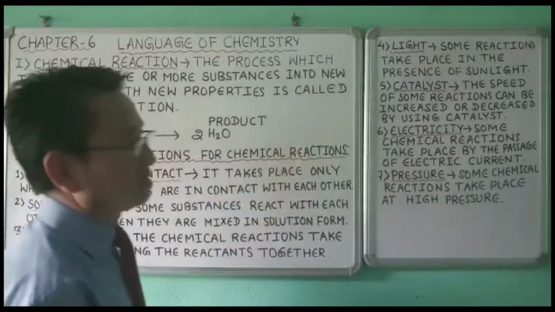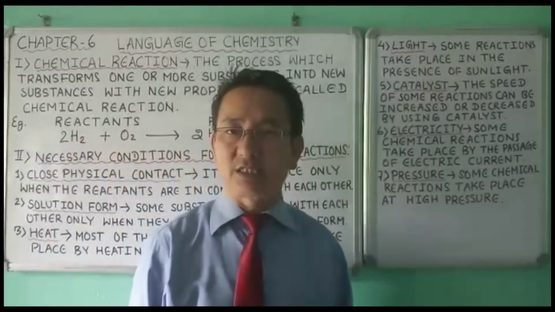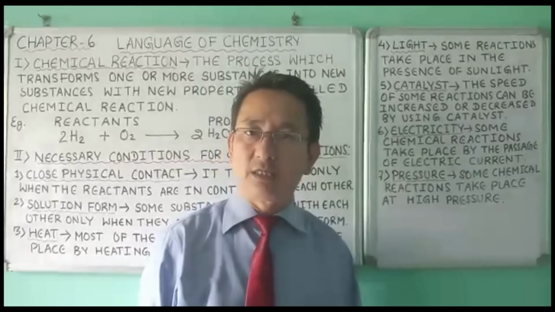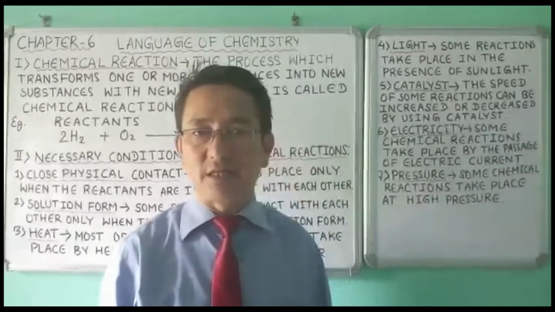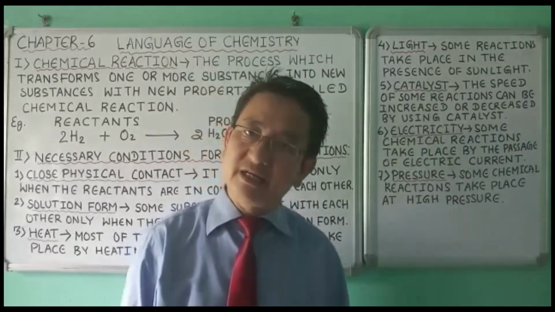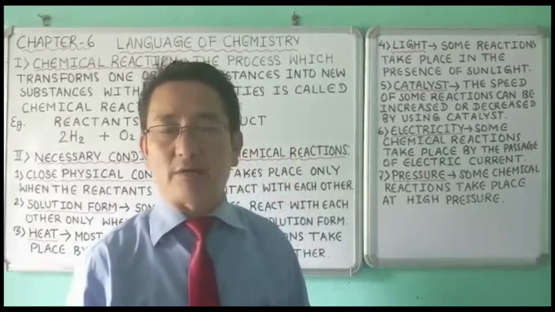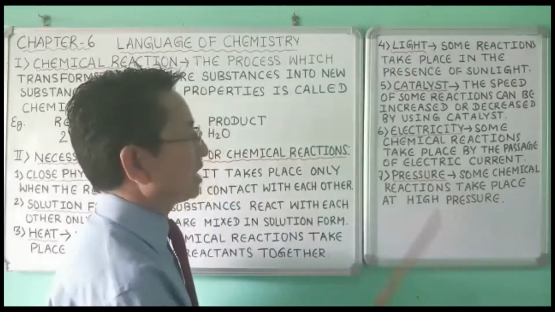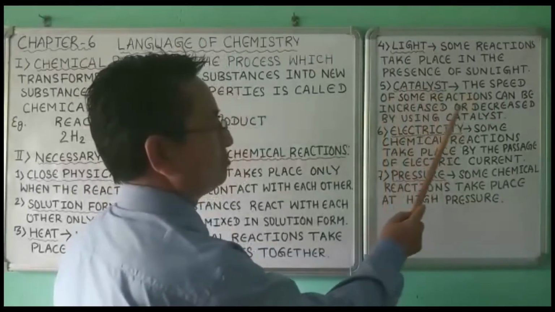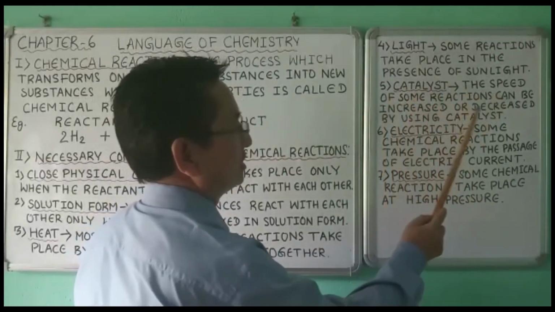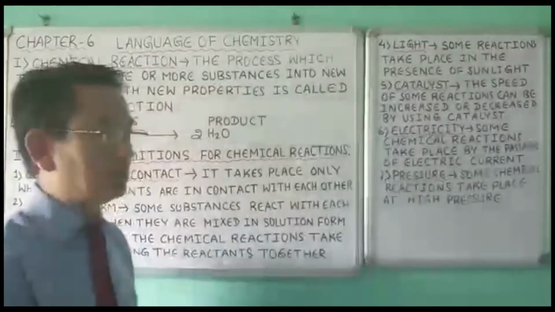Next, catalyst. Now, what is a catalyst? A catalyst is a chemical substance that increases or decreases the rate of a chemical reaction. As you can see here, the speed of some reactions can be increased or decreased by using a catalyst.